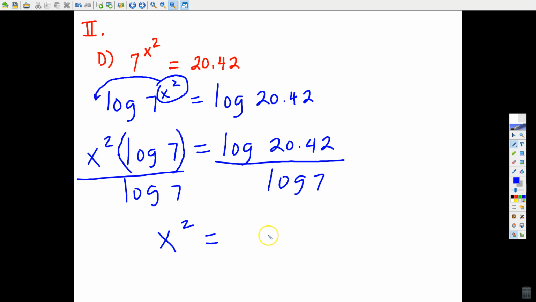And Landon, tell me what you got for that. Log 20.42 divided by log 7. 1.5, 0, 1, and of course it runs on out there a little ways. Don't erase that, just leave it in your calculator, and now we need to do the square root.